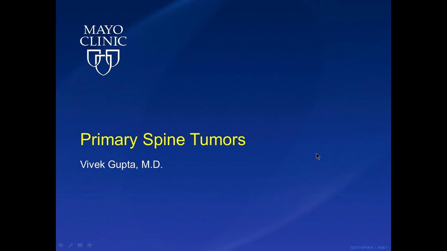So the idea of my talk is to give you a whirlwind tour of primary bone tumors in spine. Primary bone tumors in spine are rather rare birds. Majority of spine tumors are metastatic lesions, so I would say less than 5% of all spine tumors are actually primary bone tumors of spine. But I think it is important to be familiar. Some of them can be difficult to differentiate from metastatic disease.